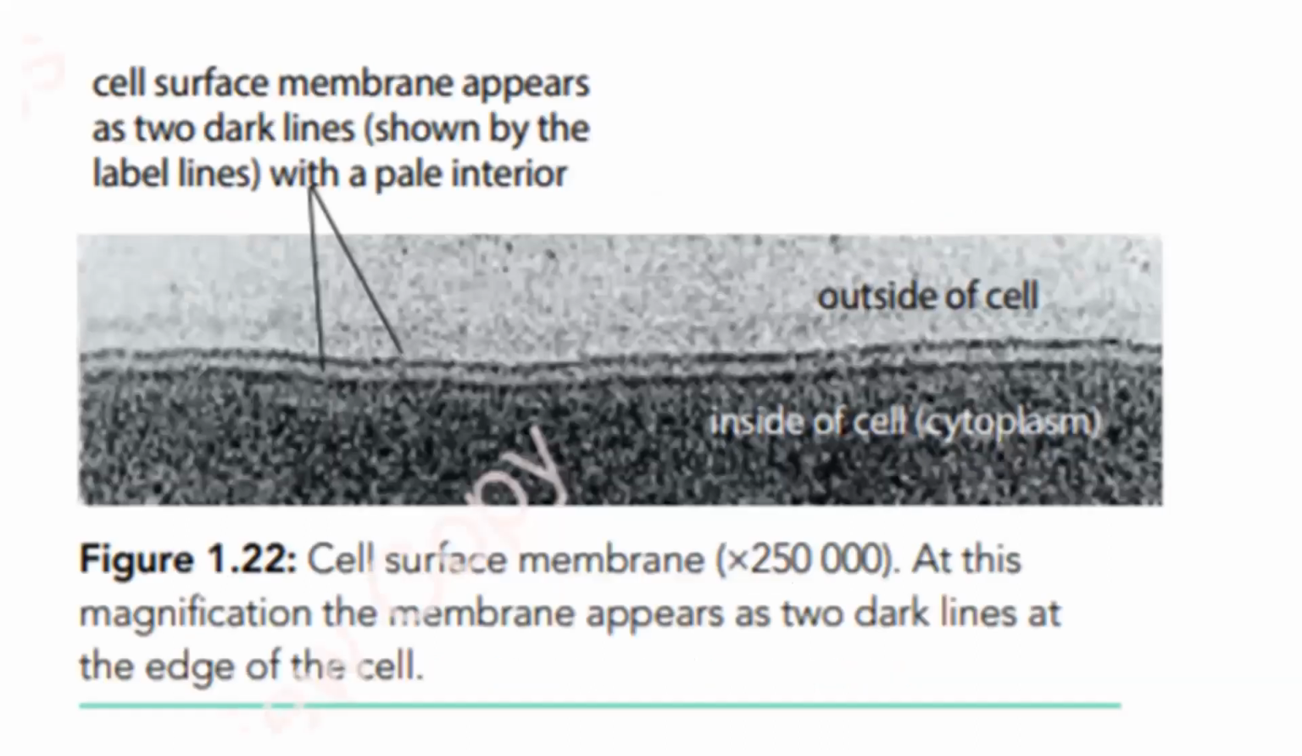Now, again, just to show you how small that cell membrane is, it looks like two dark lines, even if you zoom in by 250,000 magnification, right? Phospholipids are so small.